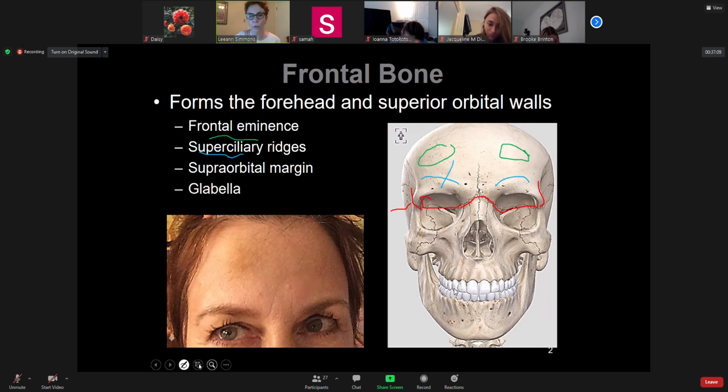There's a supraorbital margin, which is the superior margin of the orbit of the eye. That's here and here. This is the upper edge of the orbit. And then, of course, you have glabella again. I'm just going to put a purple G where glabella is. There we go. There is glabella. It's that prominence right between the eyes. Everybody good with that? Okay.